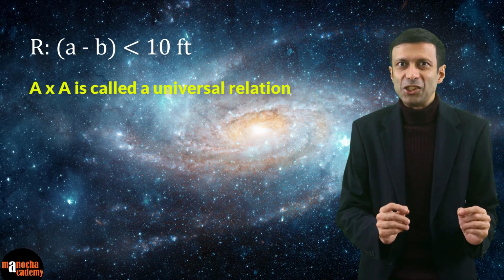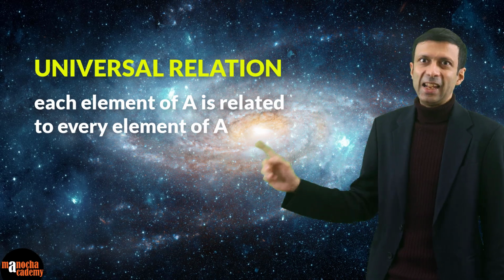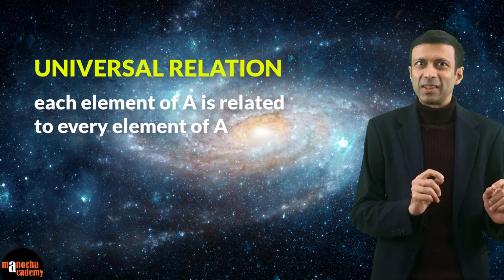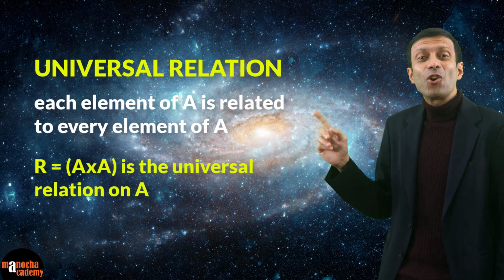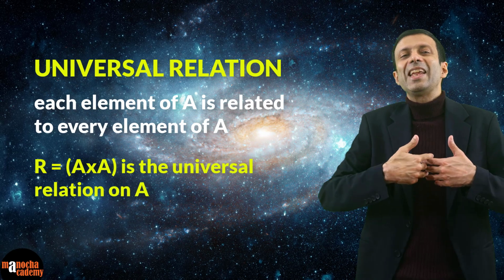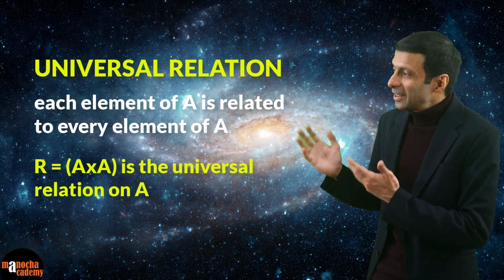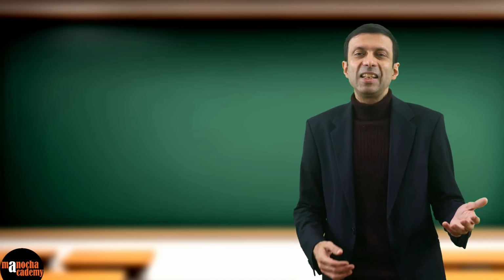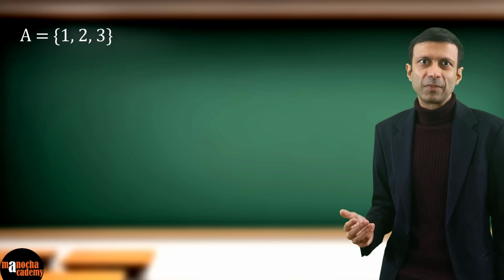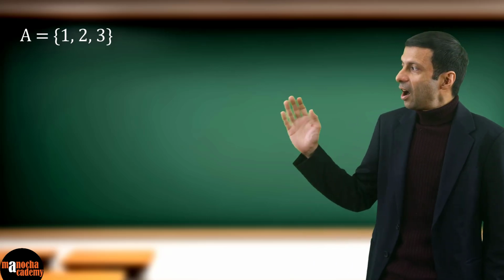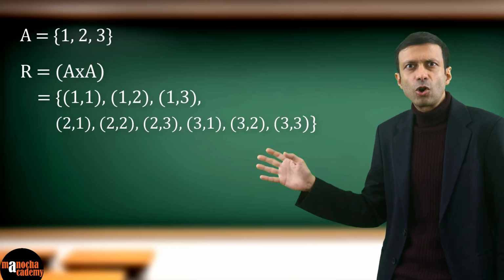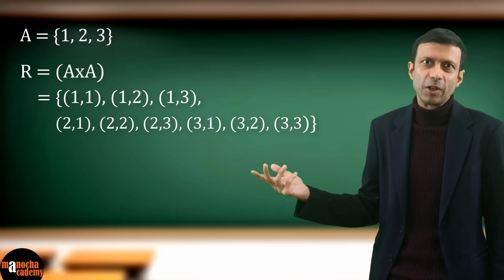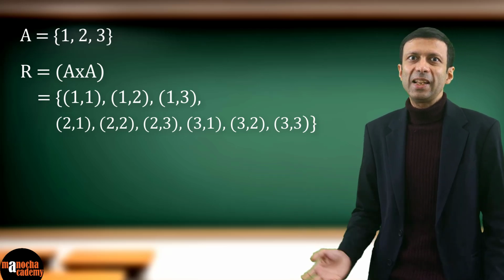So remember, universal relation is a relation R in set A if each element of A is related to every other element of A. That is, R will be equal to A cross A because A cross A is the Cartesian product which is containing all the possible ordered pairs. So this is an example of a universal relation where you have R equal to A cross A. Let's consider another example. Let's take a set A containing these numbers 1, 2 and 3. Now if we define a relation R equal to A cross A which contains (1,1), (1,2), (1,3), (2,1), (2,2), (2,3), (3,1), (3,2), (3,3), basically all the possible ordered pairs. So this is definitely a universal relation in A.